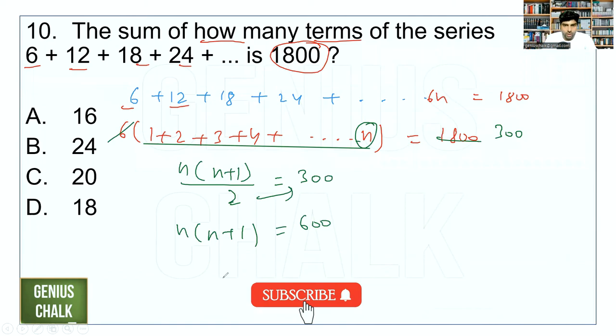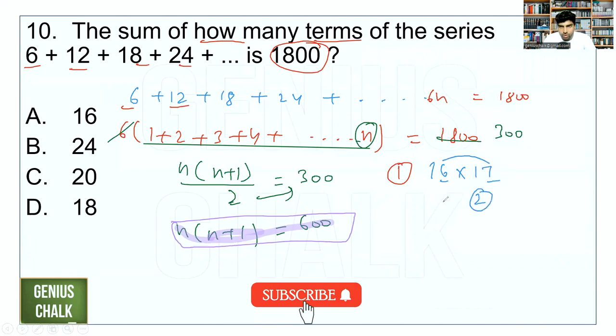Now don't solve it ahead, because it will be a quadratic equation. Just put the options after this. Don't go ahead and solve this. Just put the options. Let's see. So just pick up the first value, 16. Picking up the first option, that is 16. So 16 into 17. Just take the unit digit, it is ending with 2. And here we are ending with 0. So this is not the answer.